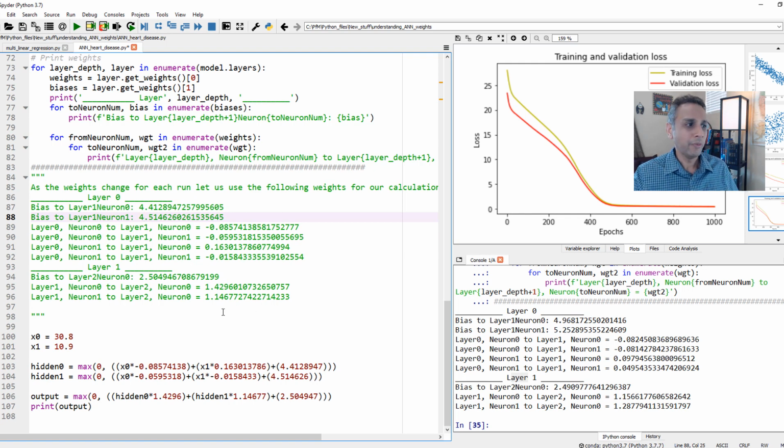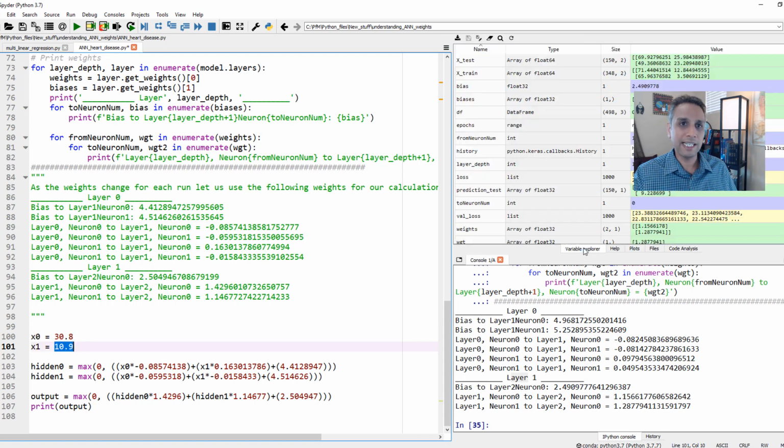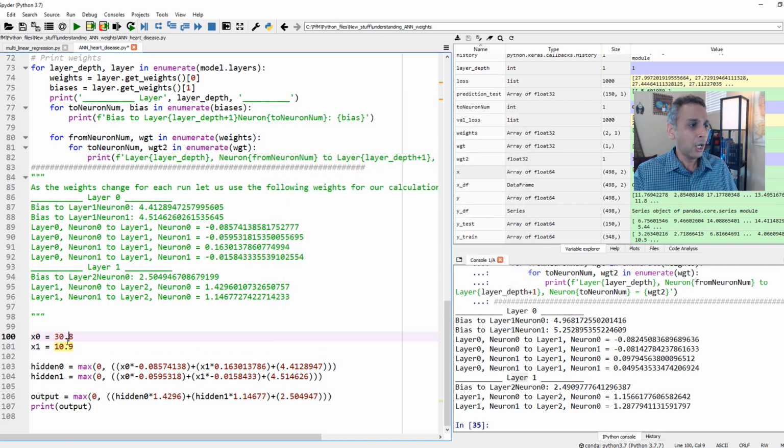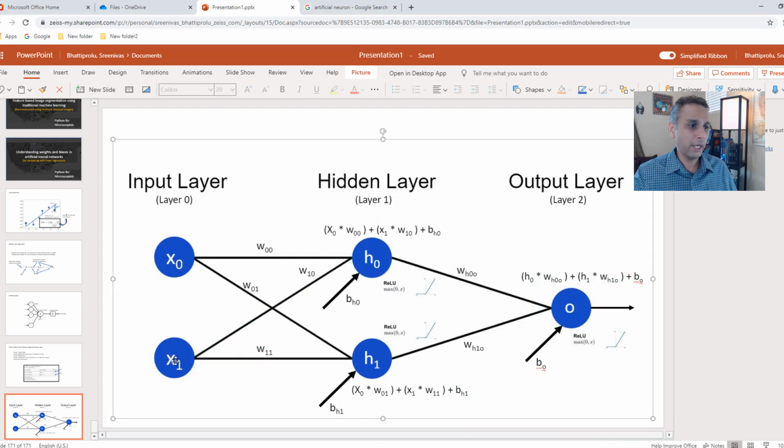And now what do we do? Let's say my initial values are 30.8 and 10.9. Remember, these are exactly the same values that we used. If we open my X, 30.8 and 10.9, right? To predict our Y. You can take any of these, it doesn't matter. Hopefully this model should work for any number, because we are fitting it for the entire data. So these are my input values, my x0 and x1.